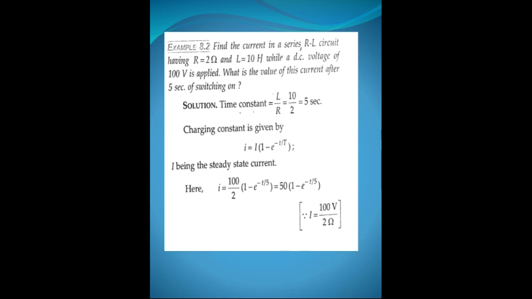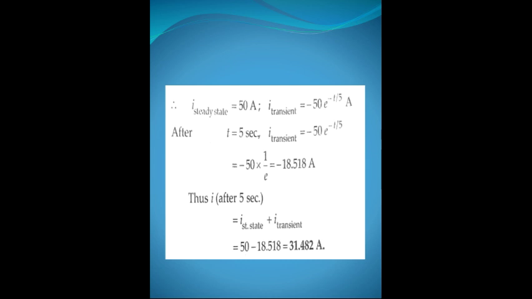So the solution of the non-homogeneous equation consists of two parts, IP plus IC. So I is equal to I0 times (1 minus e to the power minus t upon tau). So I is equal to 100 upon 2 times (1 minus e to the power minus t upon 5), that is 50 times (1 minus e to the power minus t upon 5). Steady state value of I is equal to V upon R, that is 100 upon 2 is equal to 50 ampere. And the transient part is equal to minus 50 e to the power minus t upon 5.